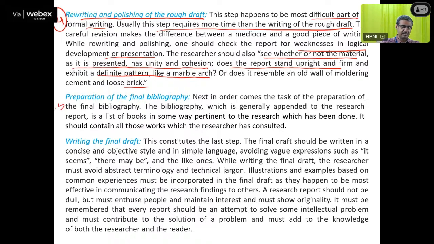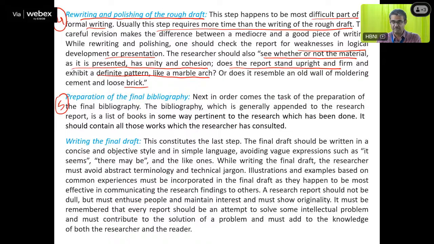The fifth is the preparation of the final bibliography, means references. So you have to put in, as I told you, in each step you consult experts. So you acknowledge them, and in each step you have to consult the literature. So you refer them. Okay.